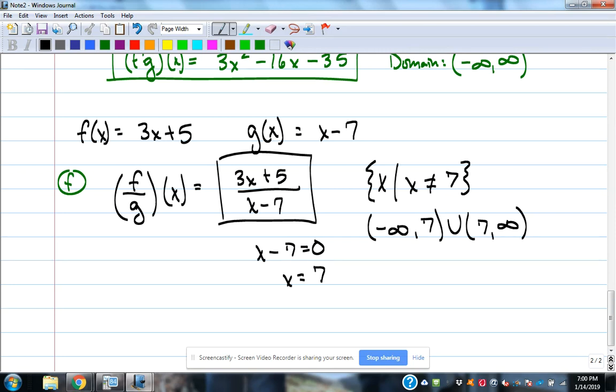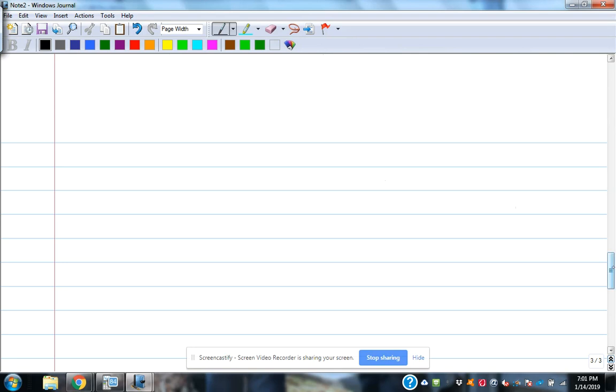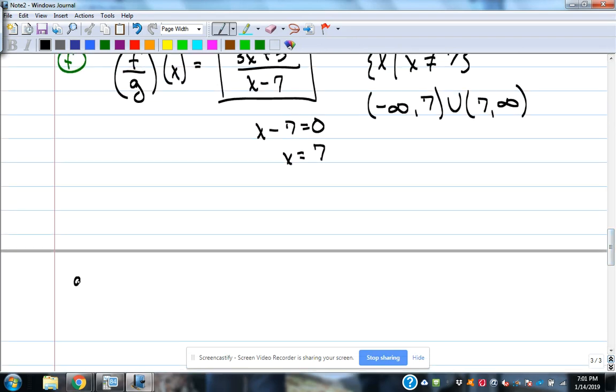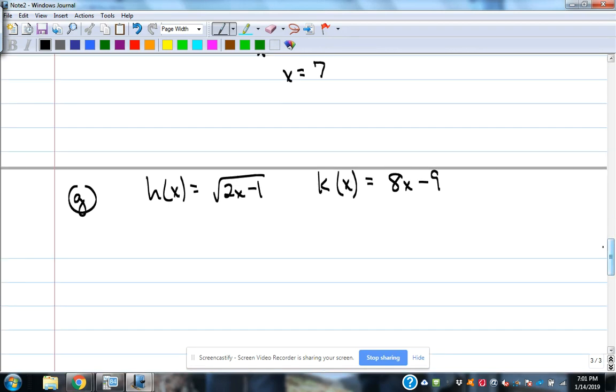The division is where you normally have a domain that you got to do something about, unless one of the original functions has a square root in it or something like that. So, for example, let's say we had two functions. H of x is the square root of 2x minus 1, and k of x is 8x minus 9. And they want us to find h plus k of x.